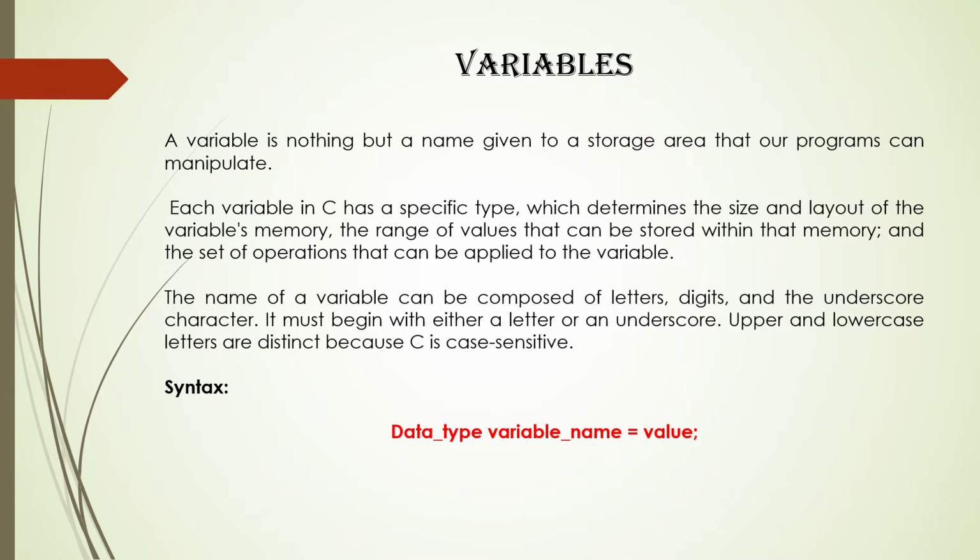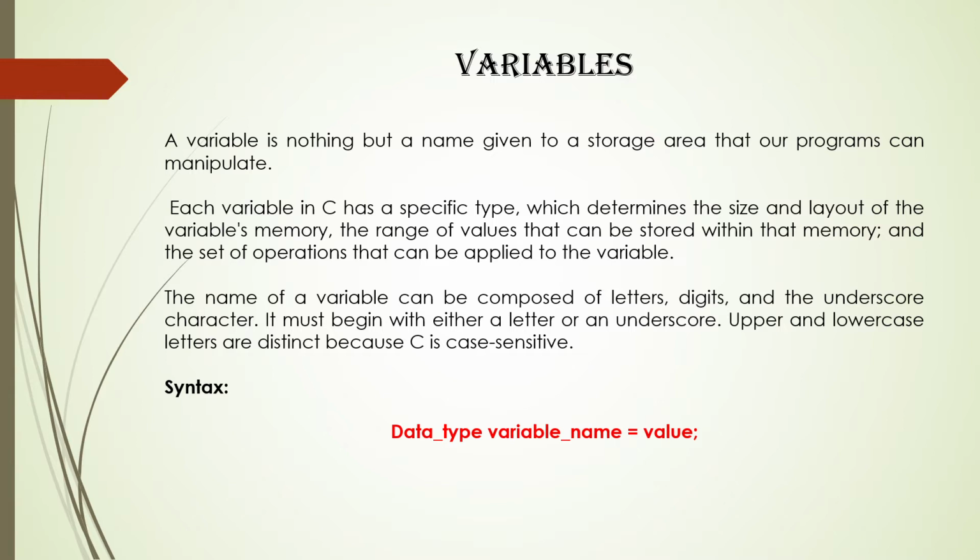Each variable in C has a specific type which determines the size and layout of the variable's memory, the range of values that can be stored within that memory, and the set of operations that can be applied to the variable. The name of a variable can be composed of letters, digits and the underscore character. It must begin with either a letter or an underscore. Upper and lowercase letters are distinct because C is case sensitive.